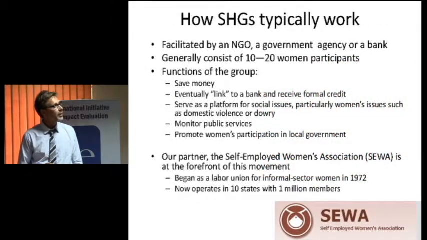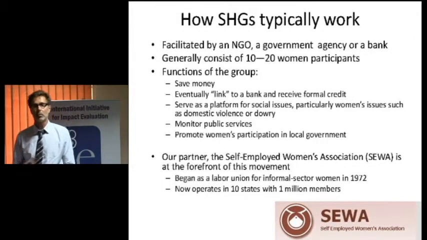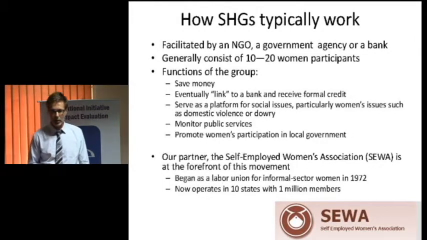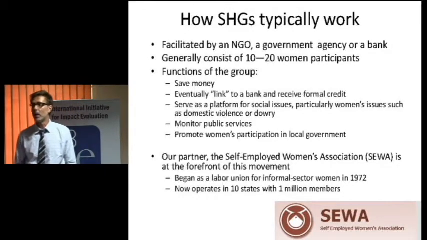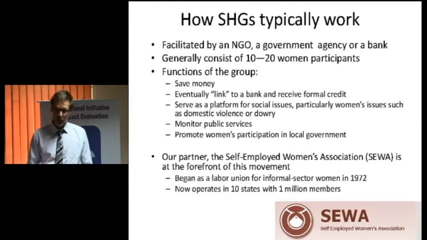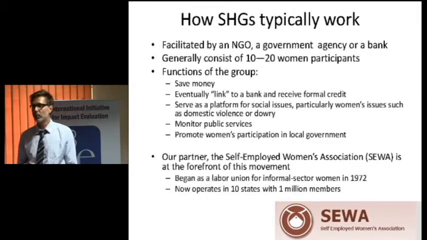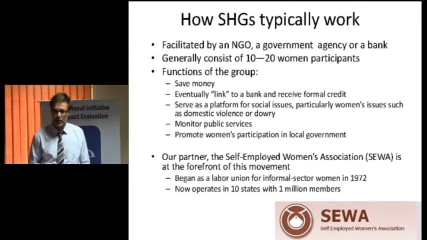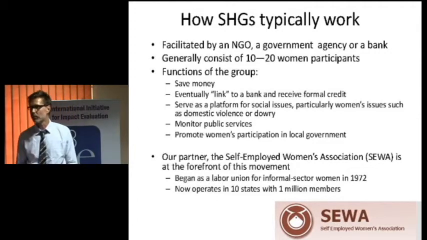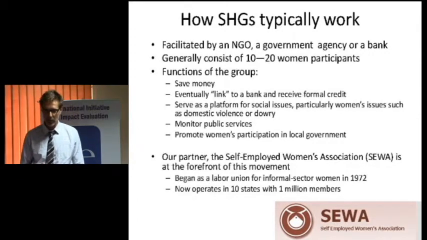How do self-help groups typically work? Well, one key thing, as part of our research, is that they're typically facilitated by an NGO, a government agency, or a bank. In our case, it's going to be an NGO. A group typically consists of 10 to 20 women. It's not always women, but in many cases it's women. In our case, it's women.